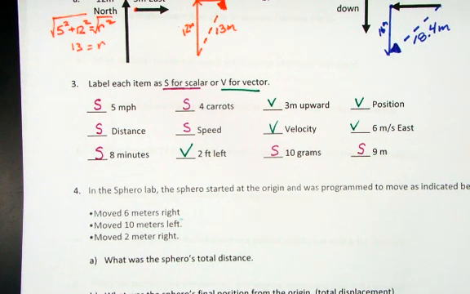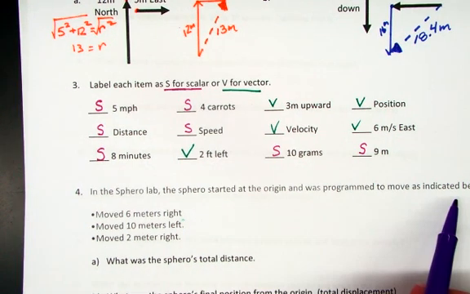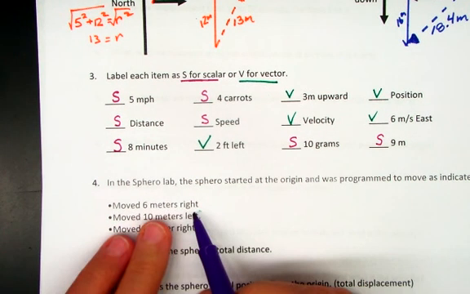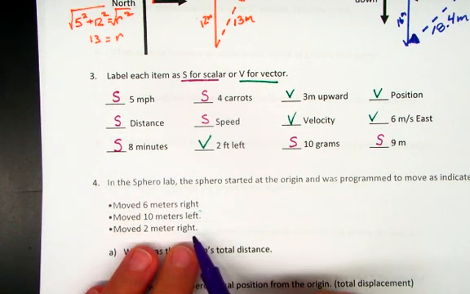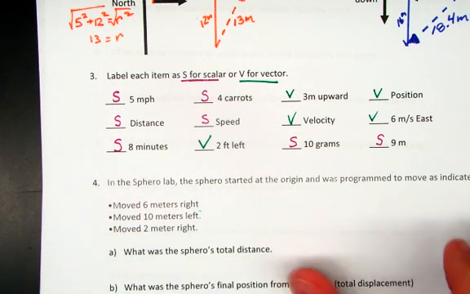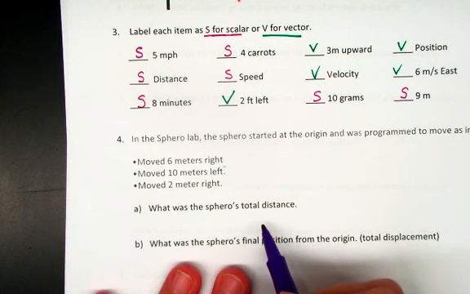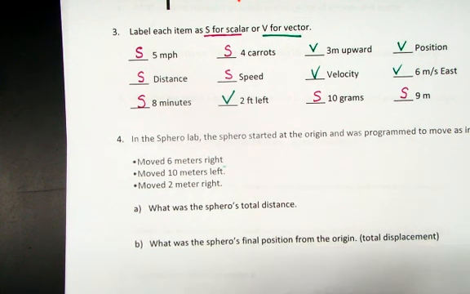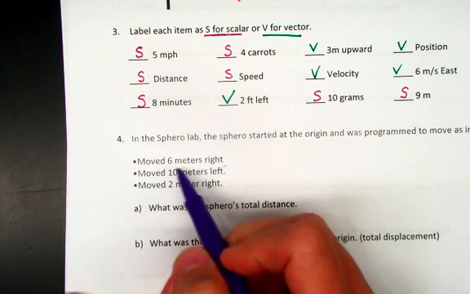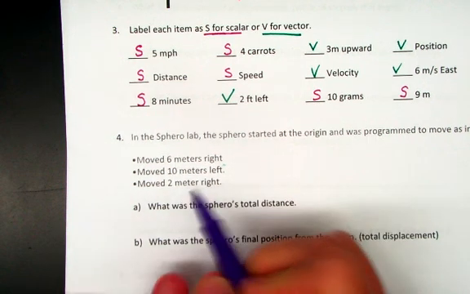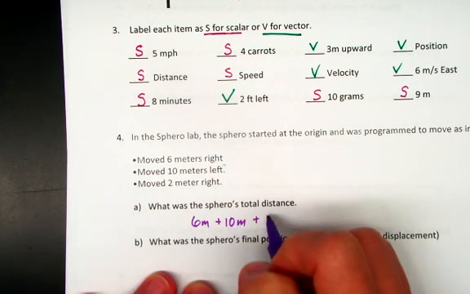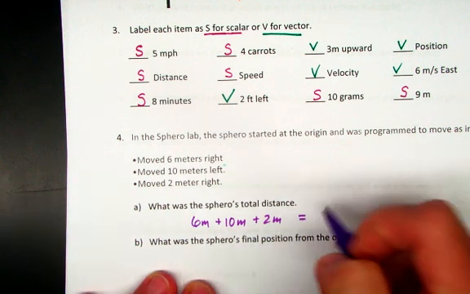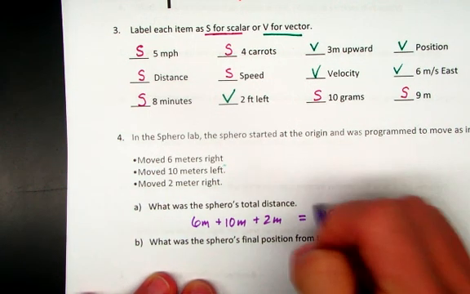Okay, last one. In the Sphero lab, the Sphero started at the origin and was programmed to move as indicated. So it moved 6 meters to the right, 10 meters to the left, and then 2 meters to the right. So the question is, what was the Sphero's total distance? Well, the total distance is really simple to find because they tell us the meters that they're moving. So this is going to be 6 meters plus 10 meters plus 2 meters. So the total distance is going to be 18 meters.